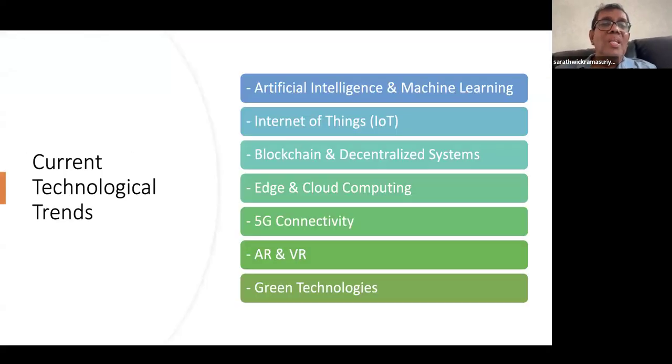Right. Now, what are the current technological trends? Current technological trends, as I told, are artificial intelligence and machine learning, Internet of Things, blockchain and decentralized systems, edge and cloud computing, 5G connectivity, augmented reality and virtual reality, and green technologies. Right?